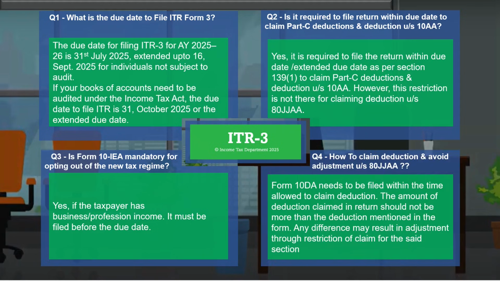Some of the taxpayers have also questioned how to claim deduction and avoid adjustment under Section 80JJAA. You are required to file Form 10DA within the time allowed to claim the deduction. The amount of deduction claimed in return should not be more than the deduction mentioned in the form. Any difference may result in adjustment through restriction of claim for the said section.